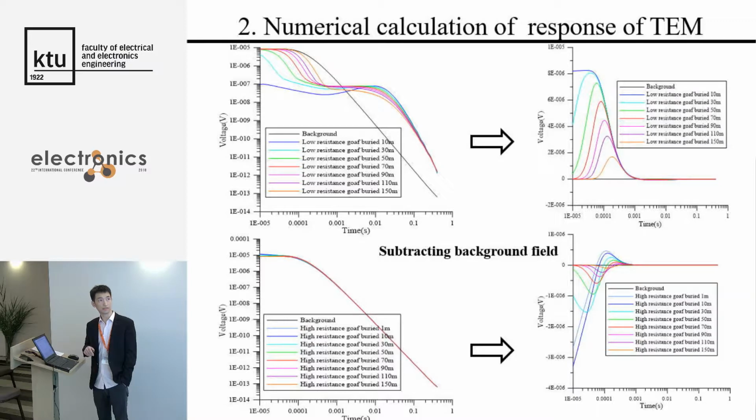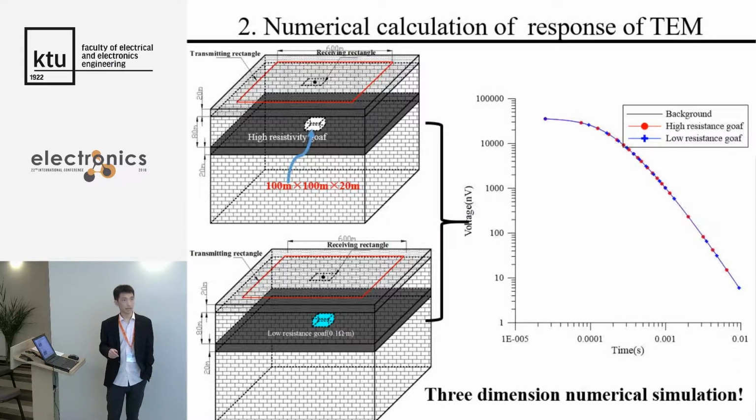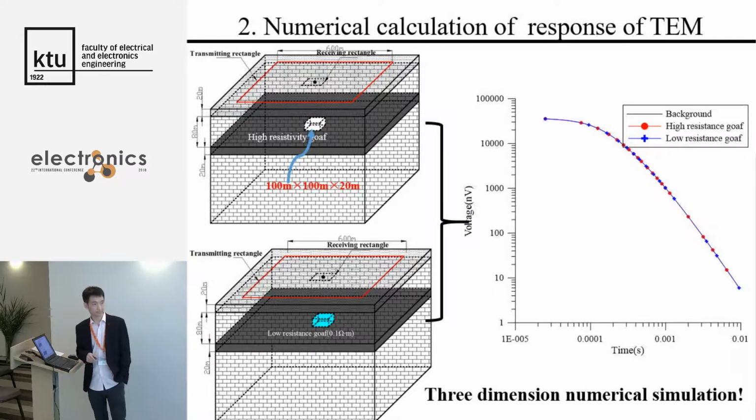These two cases of numerical calculation are based on one dimension. So now we will see the 3-dimensional model. In these two cases, the transmitter is 600 multiplied by 600 meters, and this is the goaf. The size of the goaf is 100 meters multiplied by 100 multiplied by 20 meters. We can see here the response of TEM of these two cases and the background field. This is the detected response result.